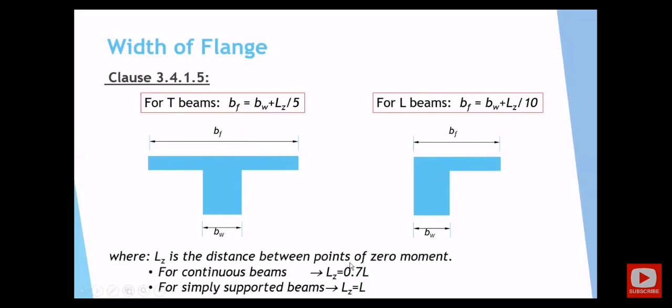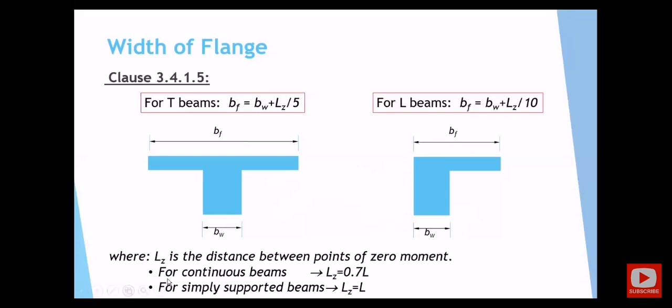Lz is the distance between points of zero moments. If you have a simply supported beam, the bending moment is all positive from support to support, so Lz in this case will be equal to the span, L. In the case of continuous beams, Lz will be less because part is under negative moment and part is under positive moment, so the distance between the zero moments will be less.